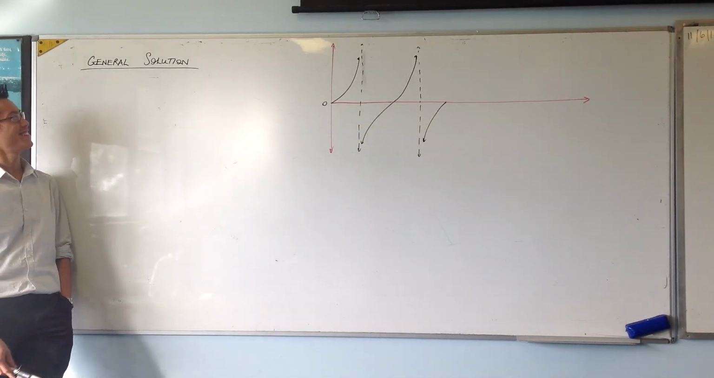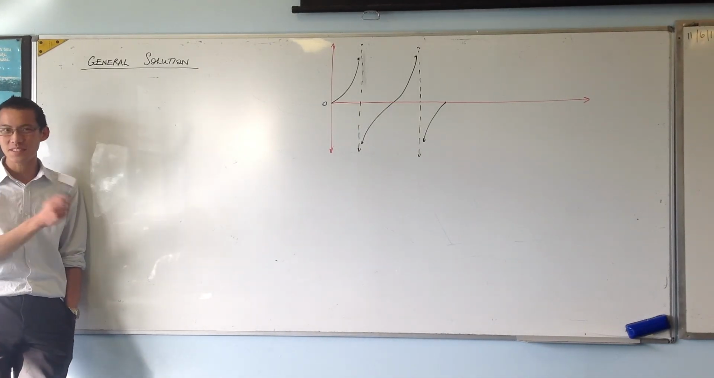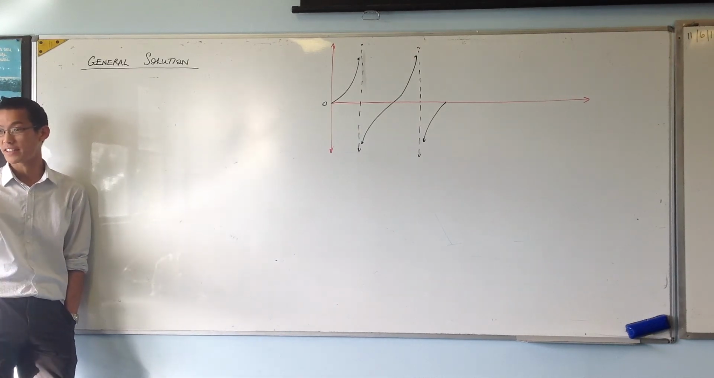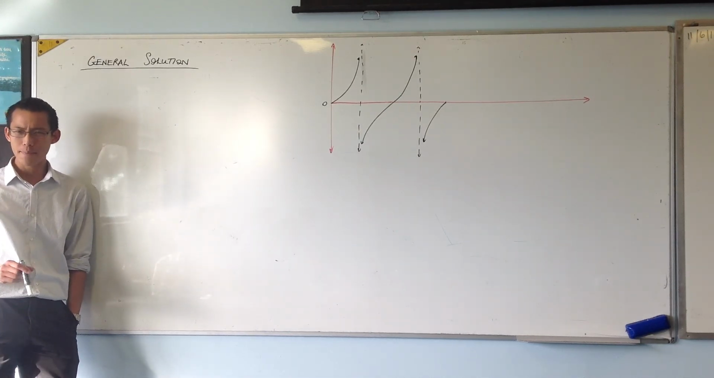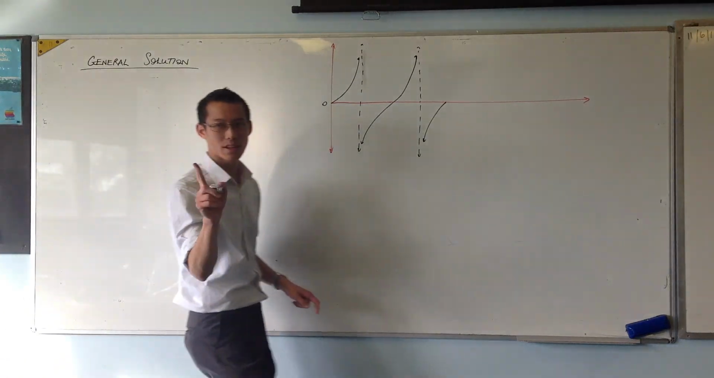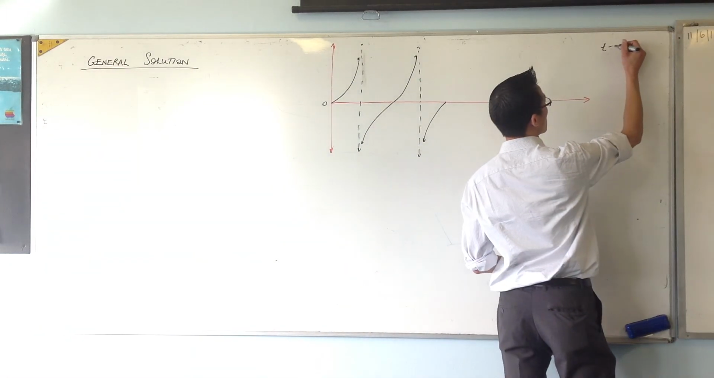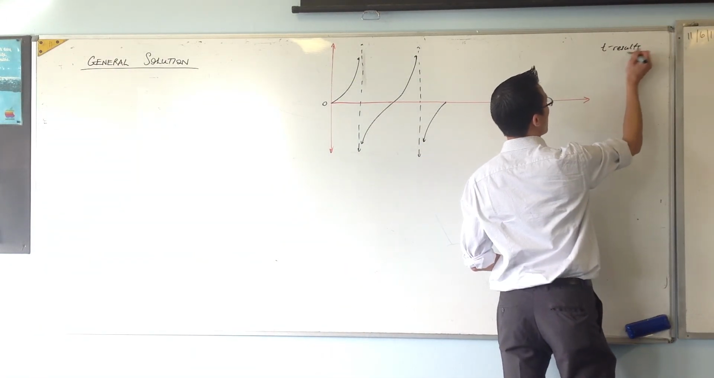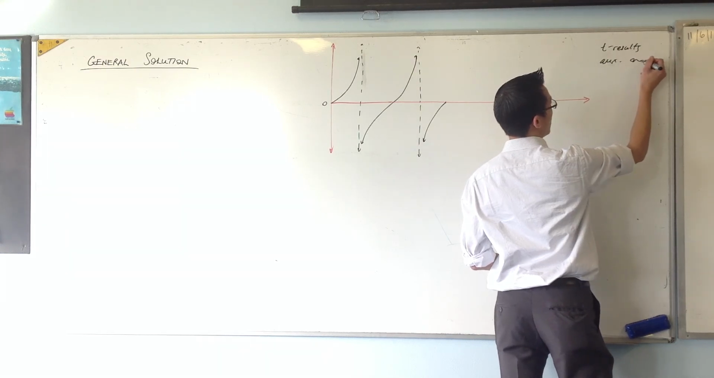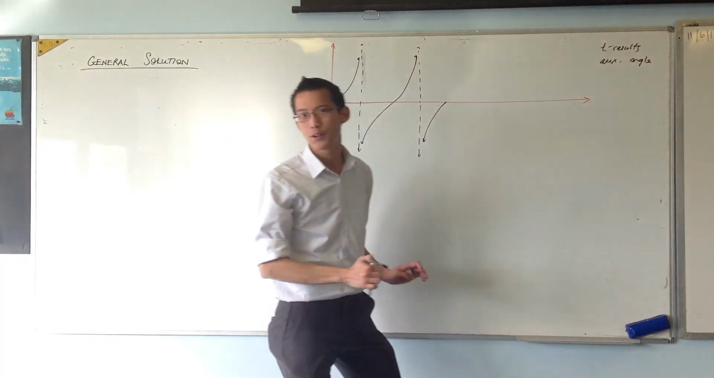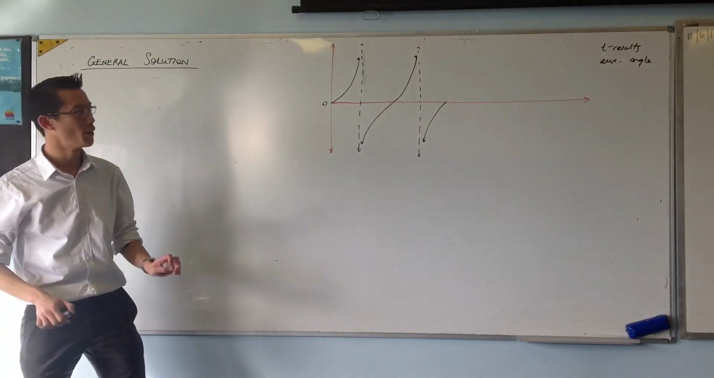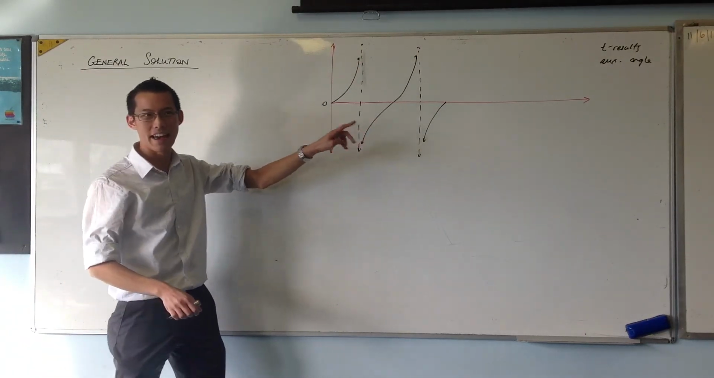General solution is just a way of writing your answers. That's it, full stop, okay? So remember, so far we've been looking at T results, right? And auxiliary angle. I don't know if you're getting sick to death of me telling you what these are, and what they're about, and how they relate to this.